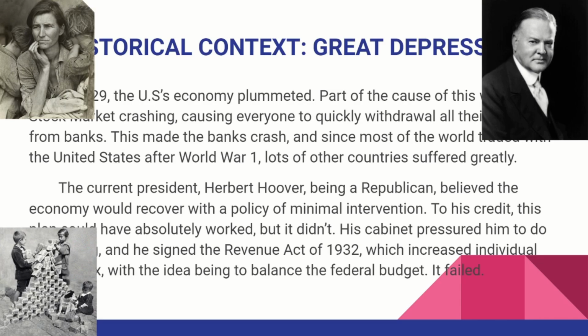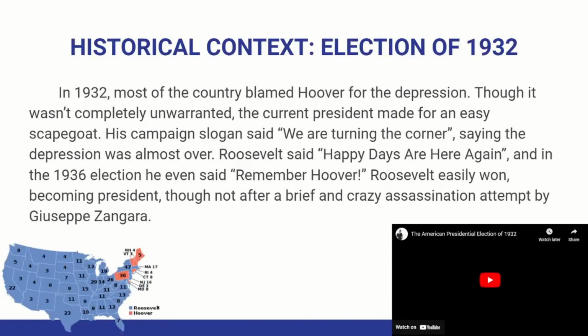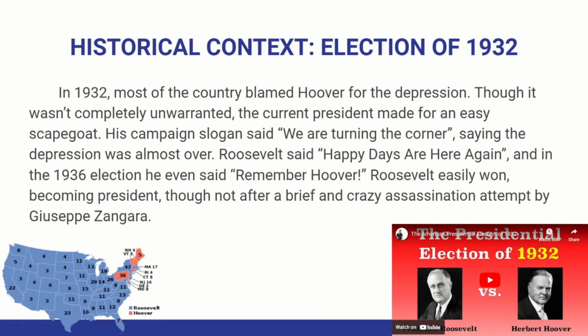The Weimar Republic printed so much money because, of course, the Treaty of Versailles made Germany need to pay reparations. Now, during the Great Depression, they had no money whatsoever, so they decided to print money, which, of course, destroyed their economy. Now, in the election of 1932, Democrat Franklin Roosevelt went against current President Herbert Hoover.